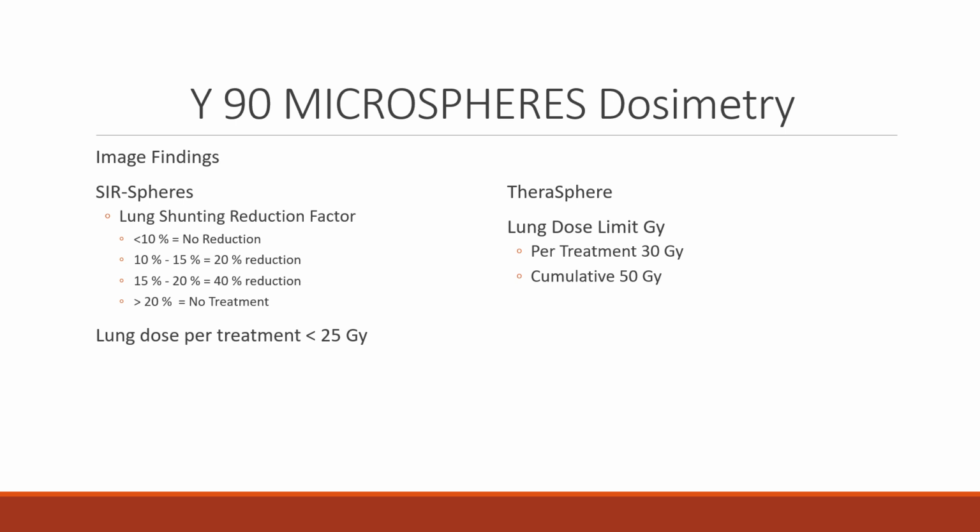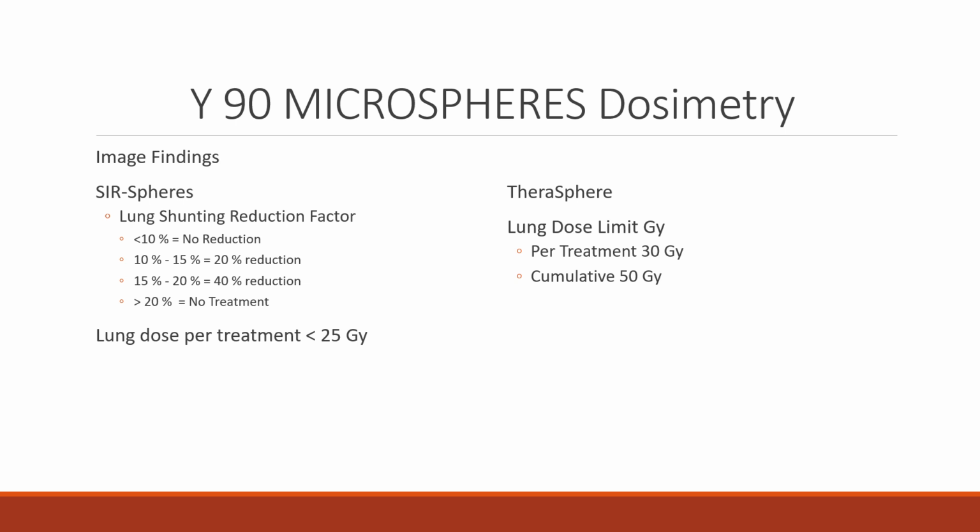So that calculation that I showed you on the last slide is done, and we look at the percentage of shunting. Each one of these drugs is slightly different. Remember, one is glass, one is resin, one's slightly bigger than the other. They're made by different companies. Each company did their own clinical trials and came up with their own guidelines. So that's why they're slightly different.